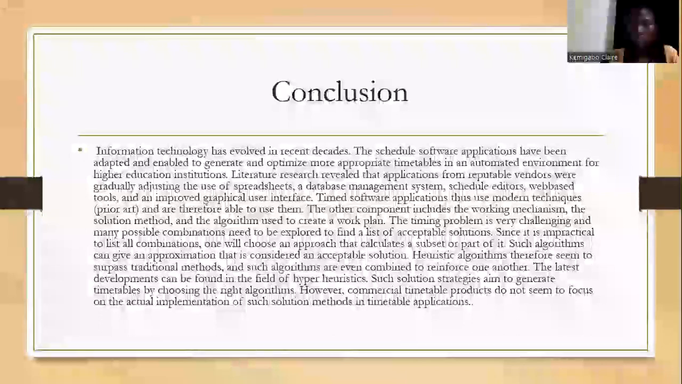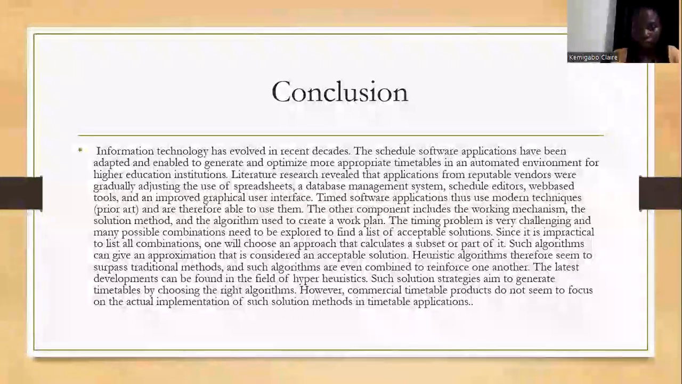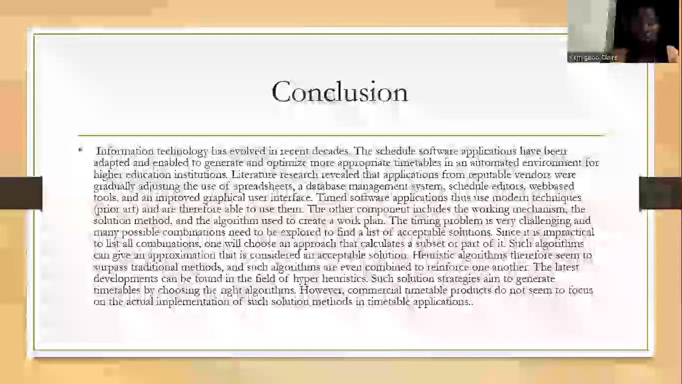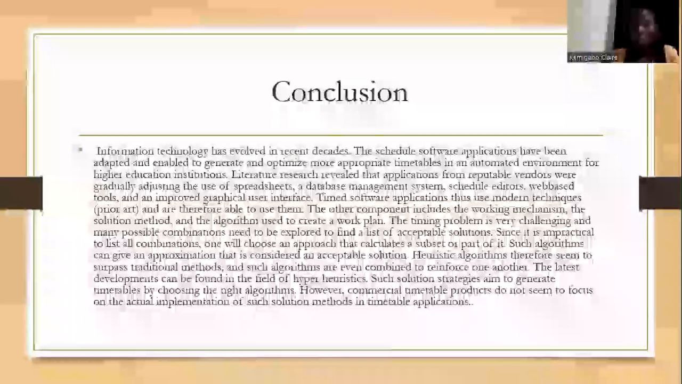The other components include the working mechanism, the solution method, and the algorithm used to create a work plan. The timing problem is very challenging, and many possible combinations need to be explored to find a list of acceptable solutions, since it is impractical to list all the combinations. One will choose an approach that calculates a subset or part of it. That's why we came up with algorithms that can easily and user-friendly automatically generate timetables for you within the shortest period of time using heuristics.